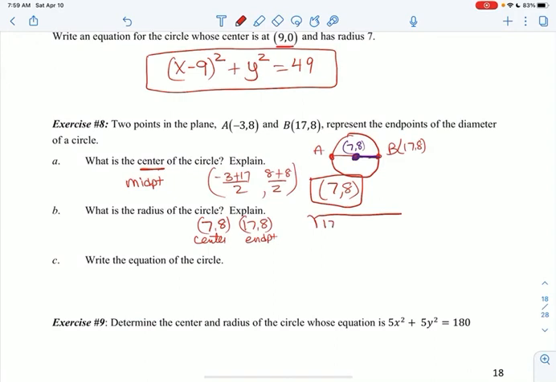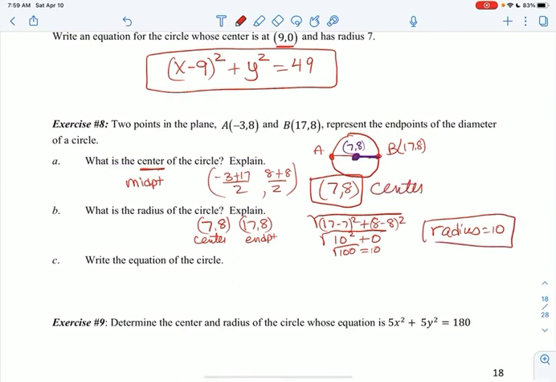So I subtract the x's, 17 minus 7, and then I subtract my y's, 8 minus 8. So 17 minus 7 is 10. 8 minus 8 is just 0. 10 squared is 100, and the square root of 100 is 10. So now I know the radius. The radius equals 10. So this is my center. This is my radius. Those are the two things that I needed.